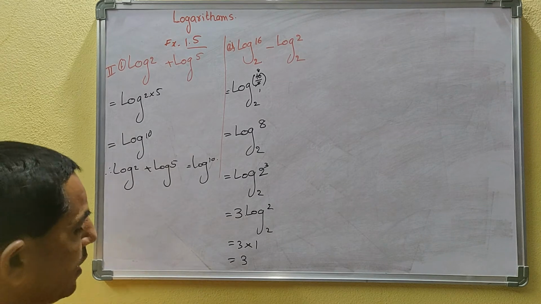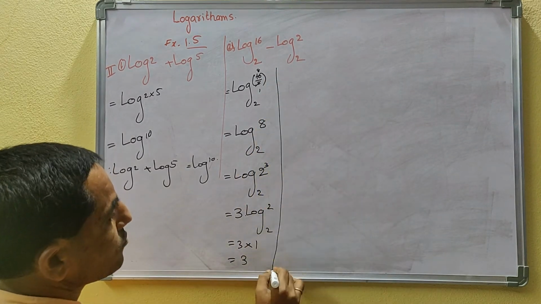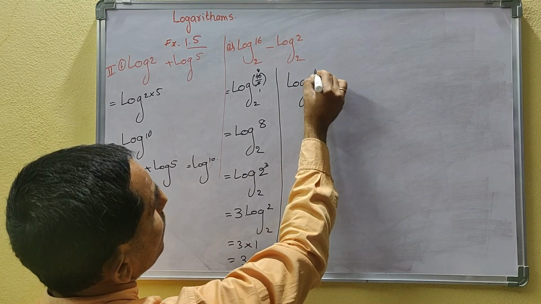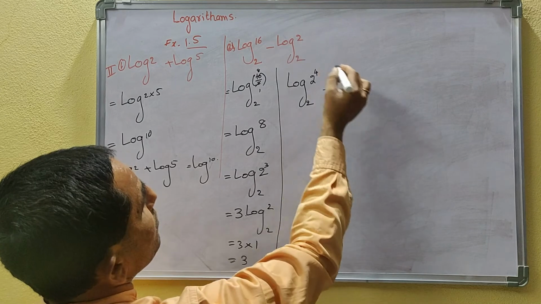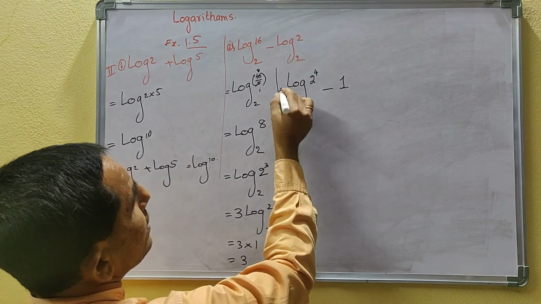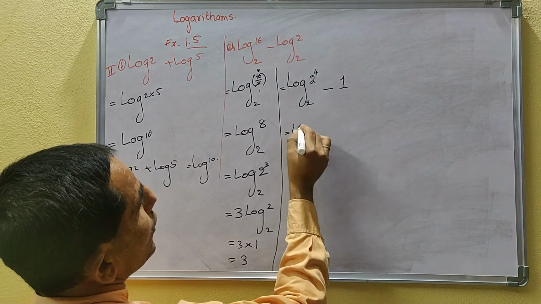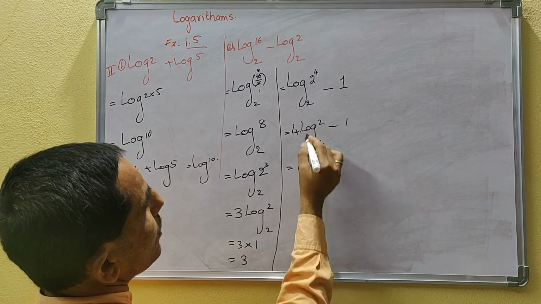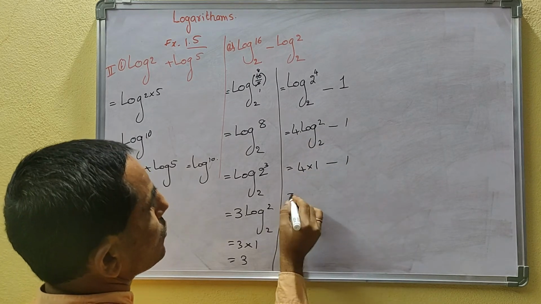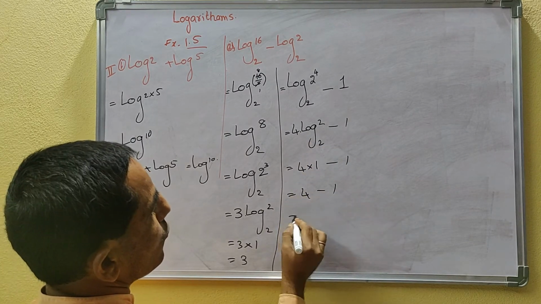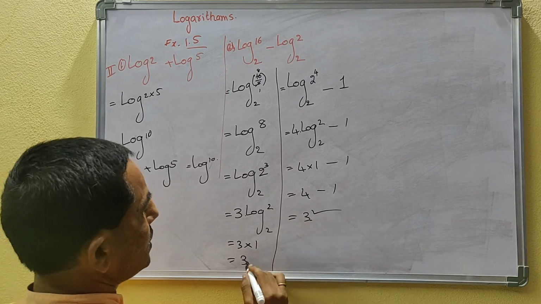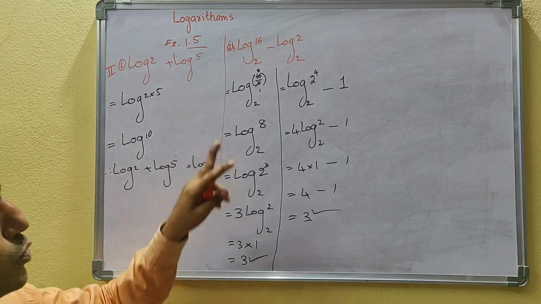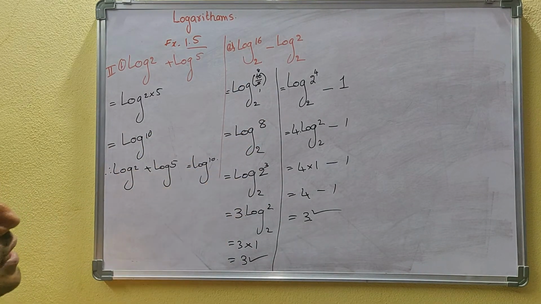Now I will do another method on the same question directly. Here log 16 can be written as 2 to the power of 4, base 2, minus log 2 base 2, whose value is 1. So it becomes 4 into log 2 base 2 minus 1, which is 4 into 1 minus 1. 4 minus 1, how much is the answer? 3. So this is also 3. This question has two solutions, two methods. You can select any one.